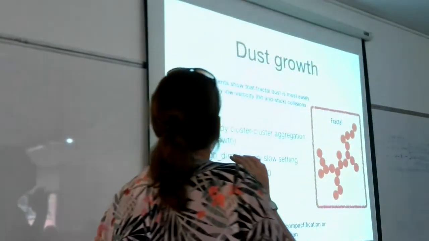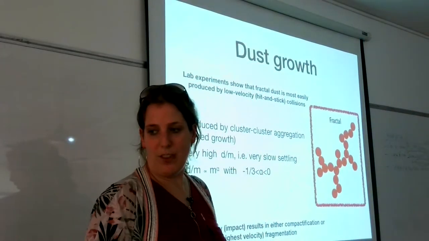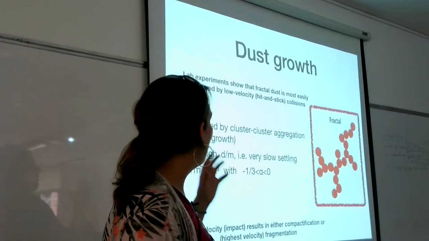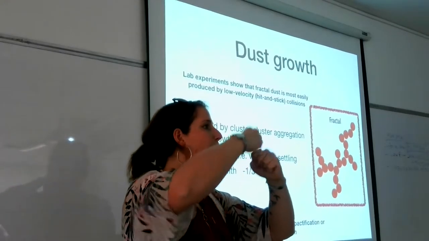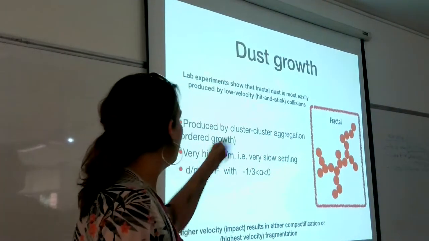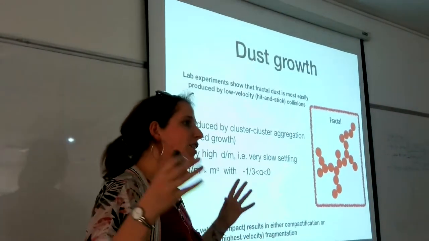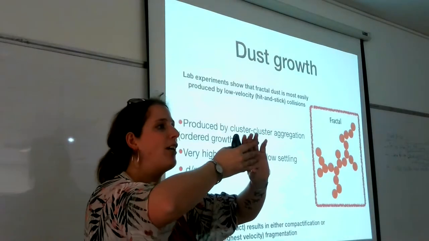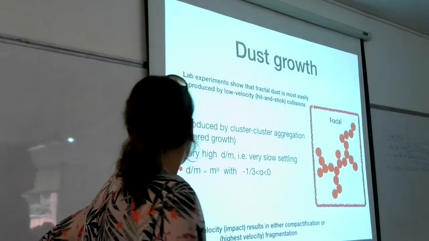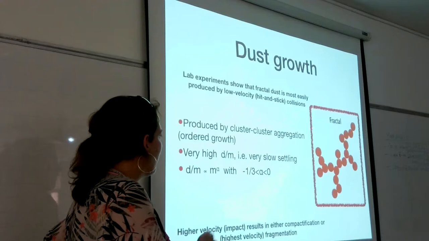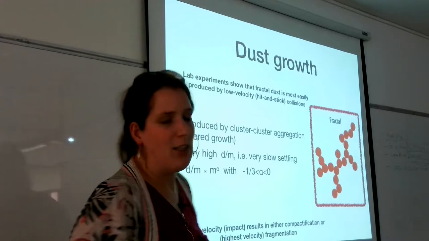The experiments show that the fractal dust, what we've also seen in these simulations, are actually very easily produced if you have collisions at low velocity of these small compact dust grains. And then you will get these really extended fractal dust grain structures that are then easier to collide when they collide with each other to form these even larger grains. And the property of these fractal dust grains is actually that their diameter over mass is fairly high.